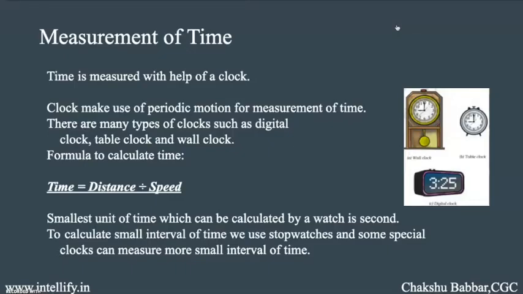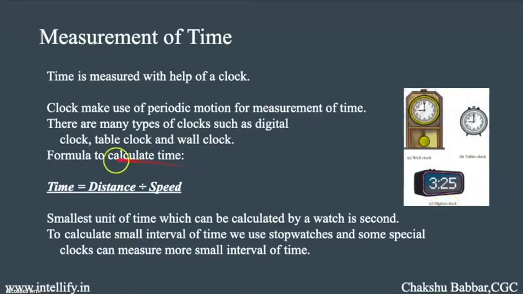There are many types of clock such as digital clock, table clock and wall clock. And it is also shown in the picture. This is a wall clock, this is a table clock and this is a digital clock.